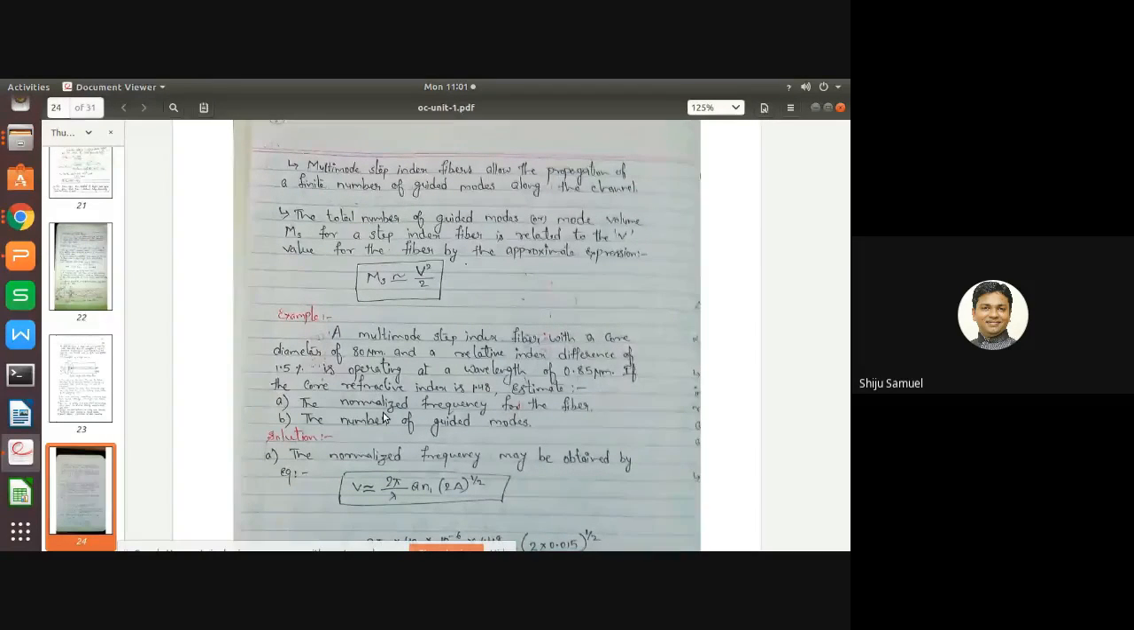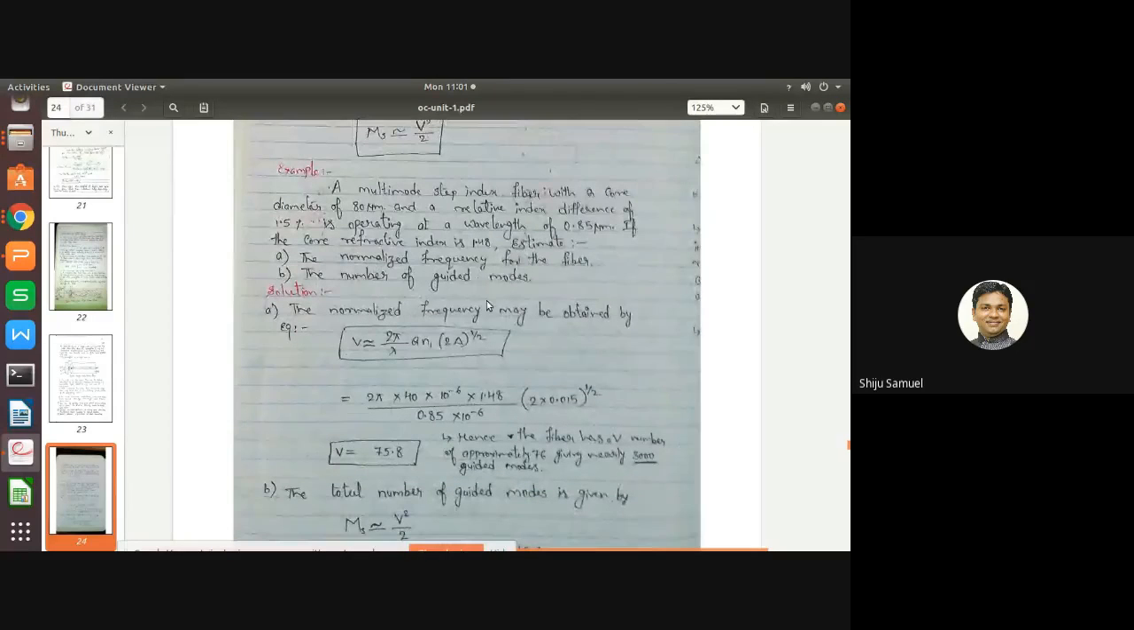Now, based on the mode volume, one numerical is there. If you look in this PDF file, I have already written one example as a numerical.